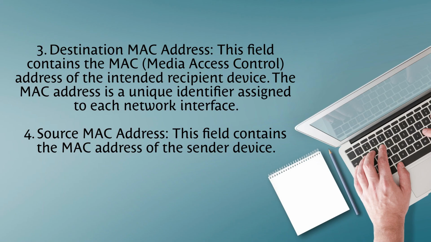3. Destination MAC address. This field contains the MAC, media access control, address of the intended recipient device. The MAC address is a unique identifier assigned to each network interface. 4. Source MAC address. This field contains the MAC address of the sender device.